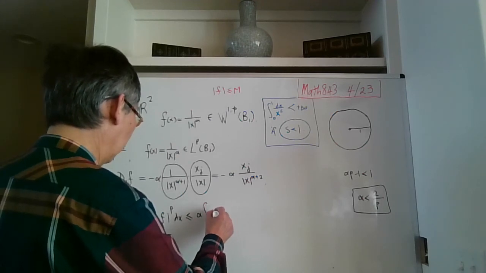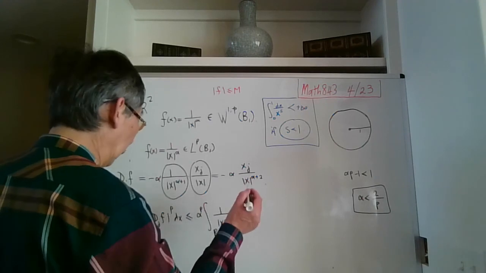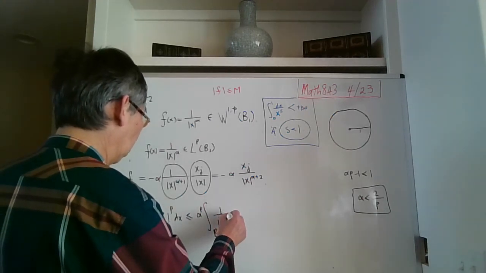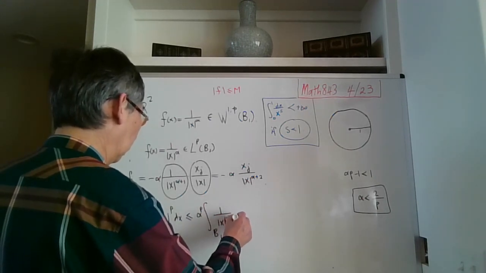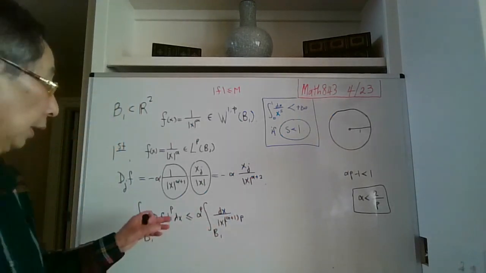the 1 over x, no, here is p, but anyway it's a constant. So alpha plus 1 to the p's power dx. Okay, so you can continue to estimate.